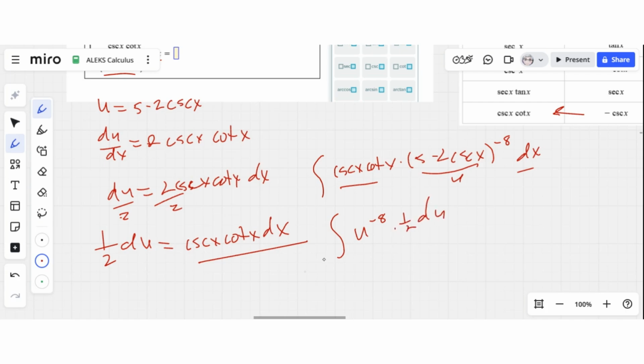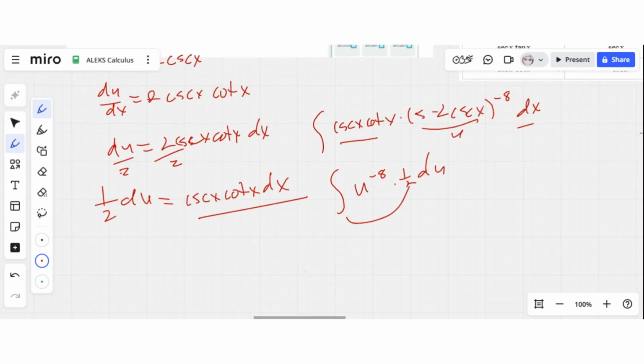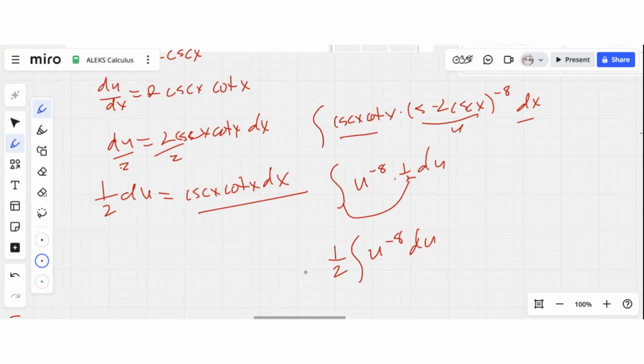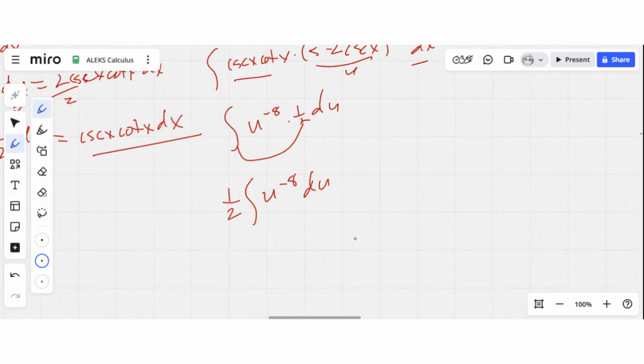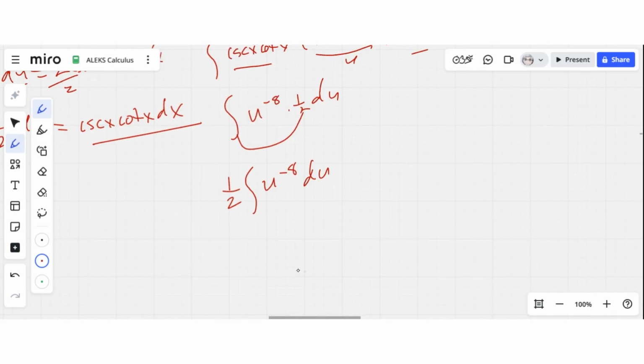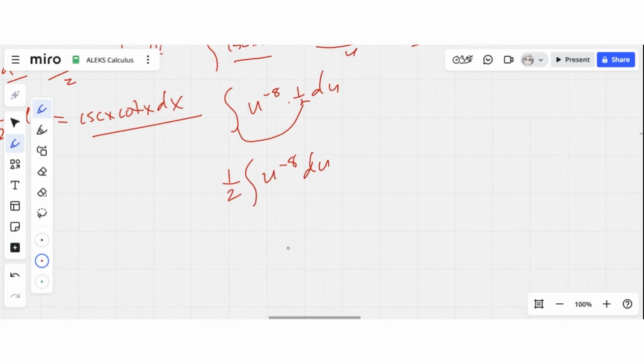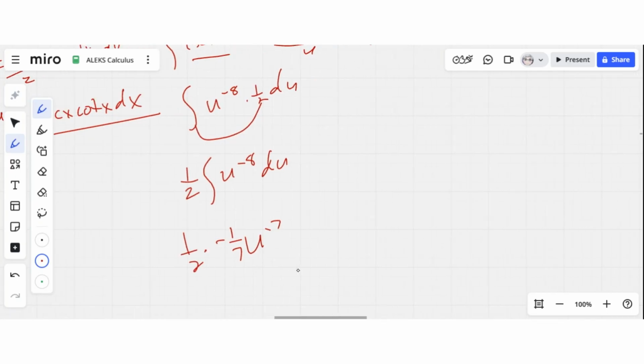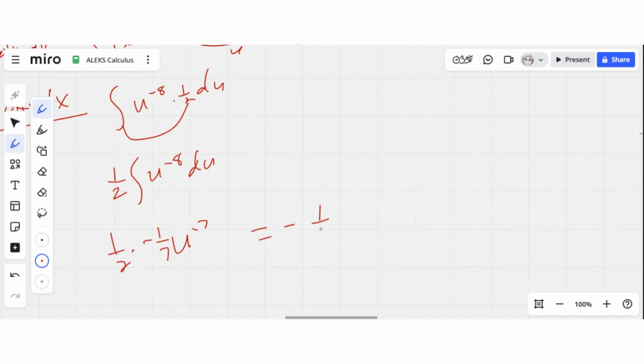And then I want to get that half out of there. Luckily, I can do that. I can just pull it out front. So I'm going to pull out a 1/2. And then we've got u to the negative 8th du. And once we've got the u du form here, we can take the antiderivative of that pretty easily. We're just going to raise the power by 1. So that's u to the negative 7. And then we're going to multiply by the reciprocal, which is negative 1/7. And then we've got this 1/2 hanging out here as well. So 1/2 times negative 1/7 equals negative 1/14.